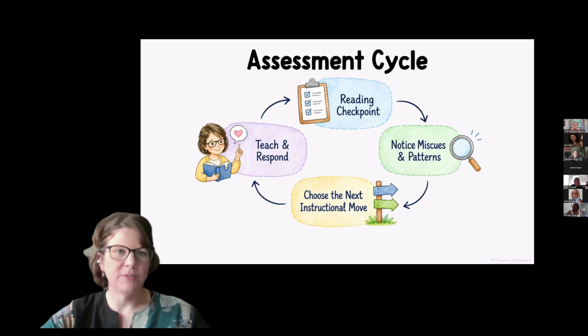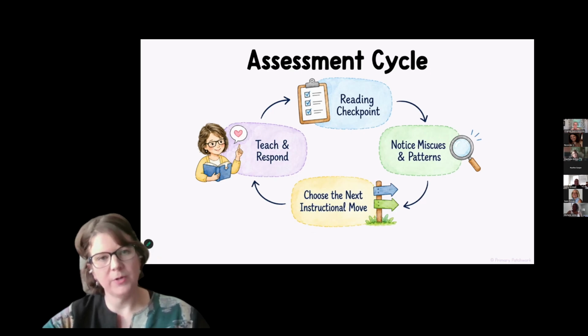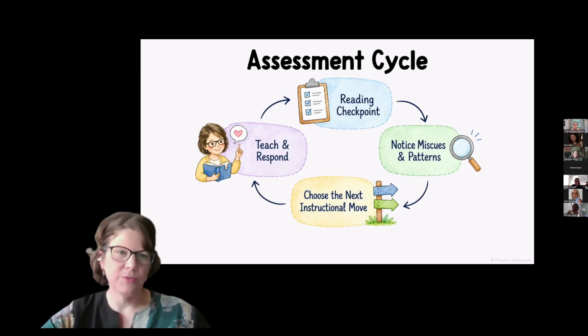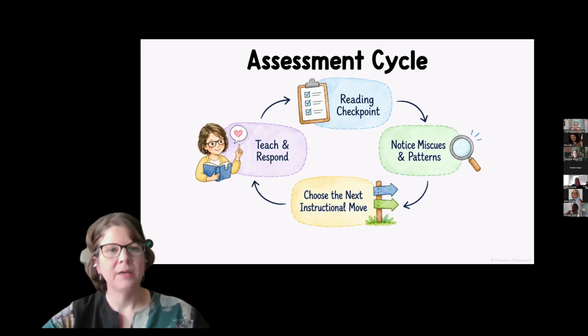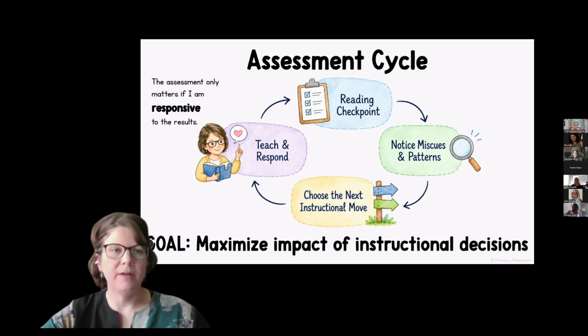So the assessment cycle was basically we would do a reading checkpoint each week. I would look at the miscues and patterns. I would use that to choose my next instructional move, whether it was whole class or a certain group of students. I would teach, I would respond in the moment to what was happening, but then I would also end up at that reading checkpoint again. And that just helped me stay grounded and focused on each and every student and how they were growing. And it does take some time. And it is worth that time to me because I use the results to plan my instruction.